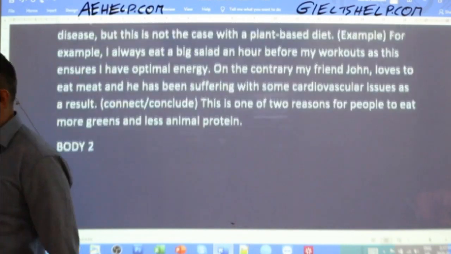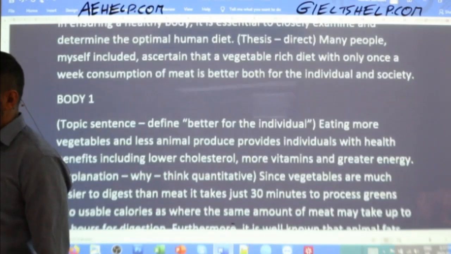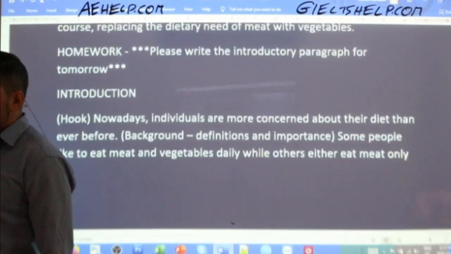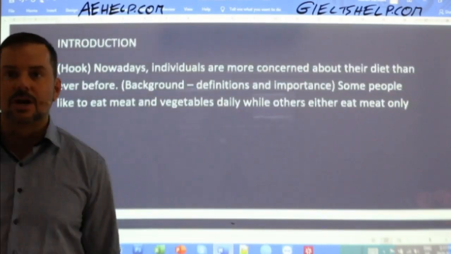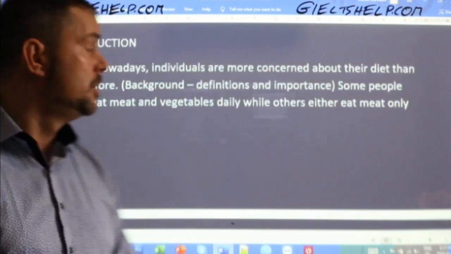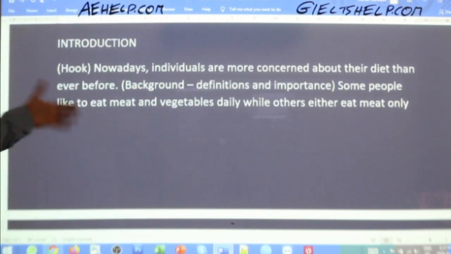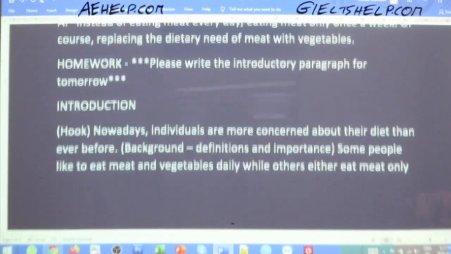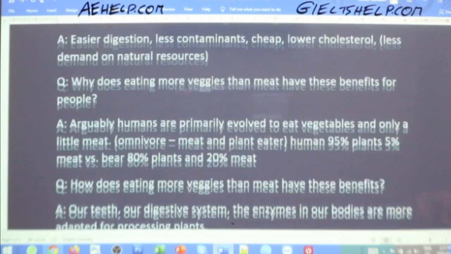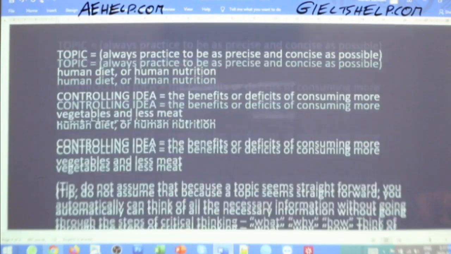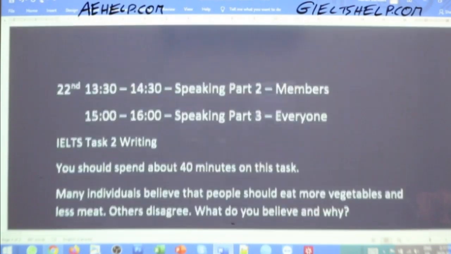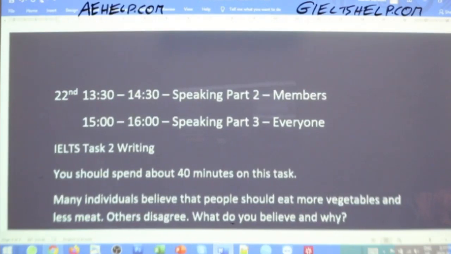All right, so let's read from the top what we have with the introduction. Okay, members, here we go. So let's go from the top. Let's read the question again. This is really good practice at home. You should read the question, read your introduction, read your body one, and then see what you think.